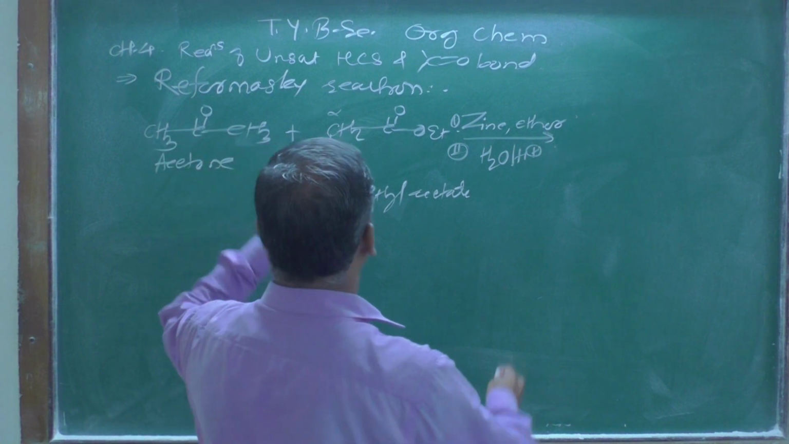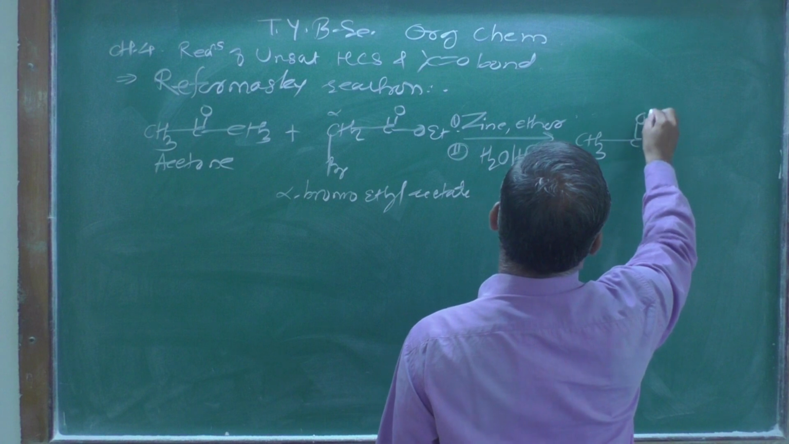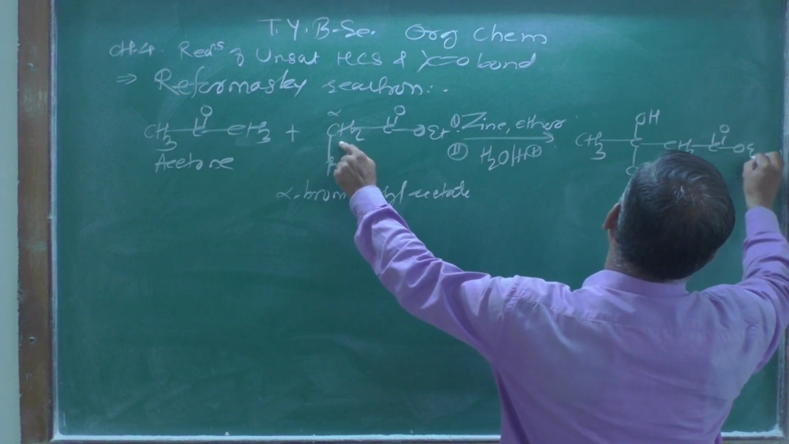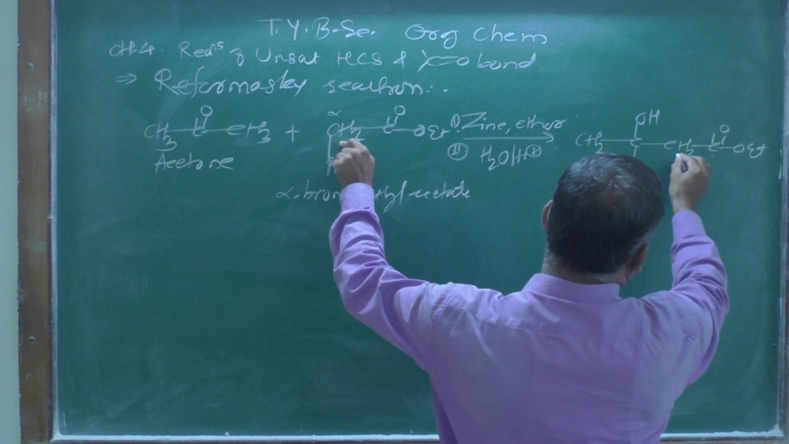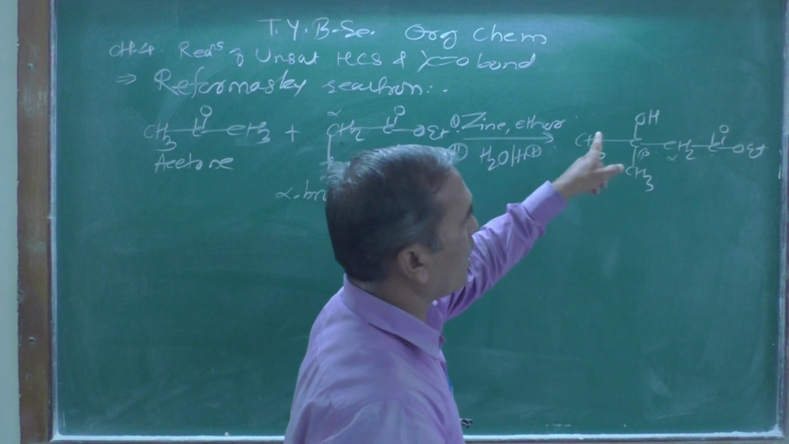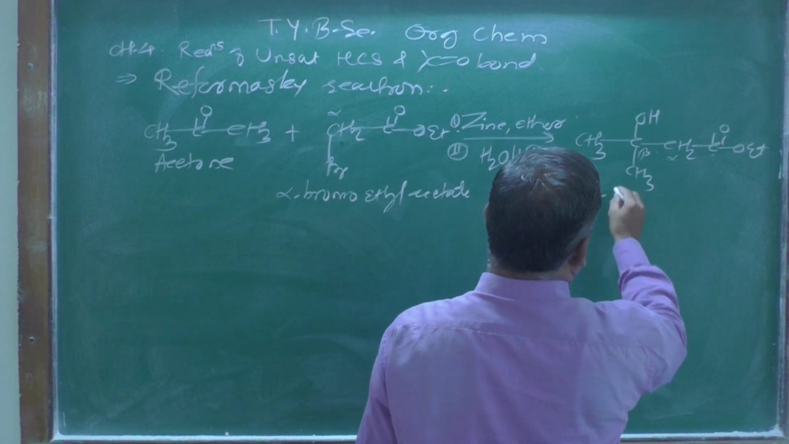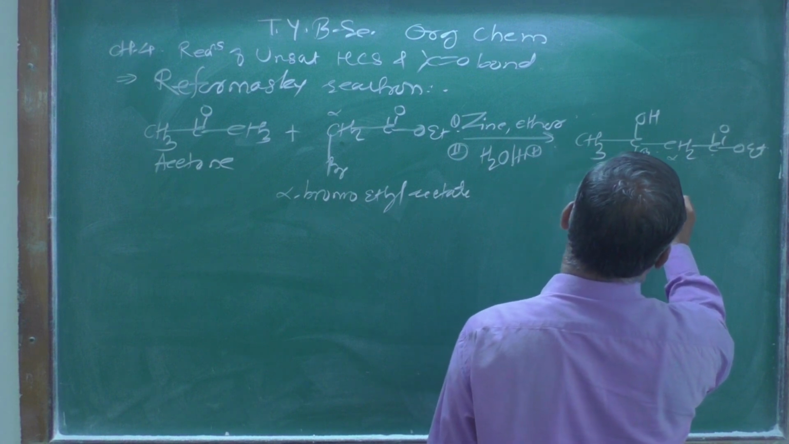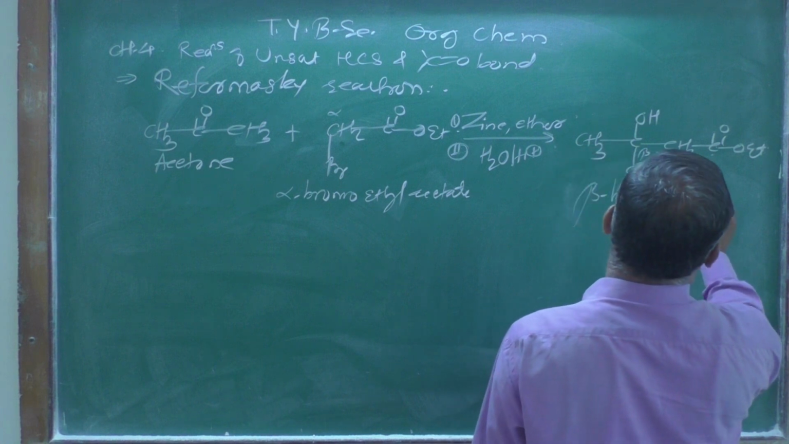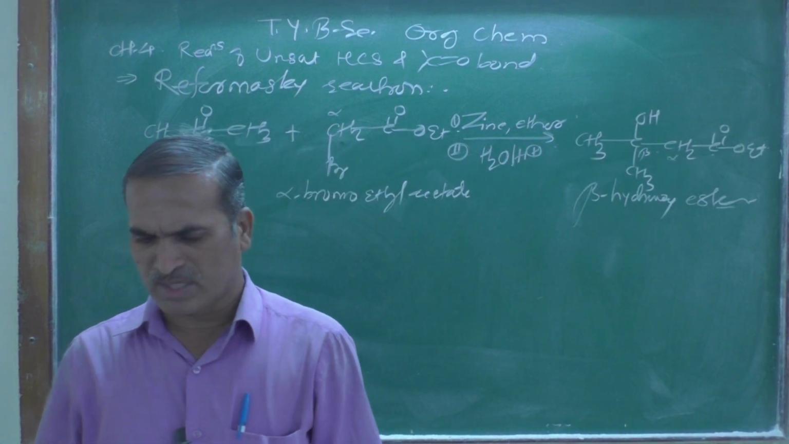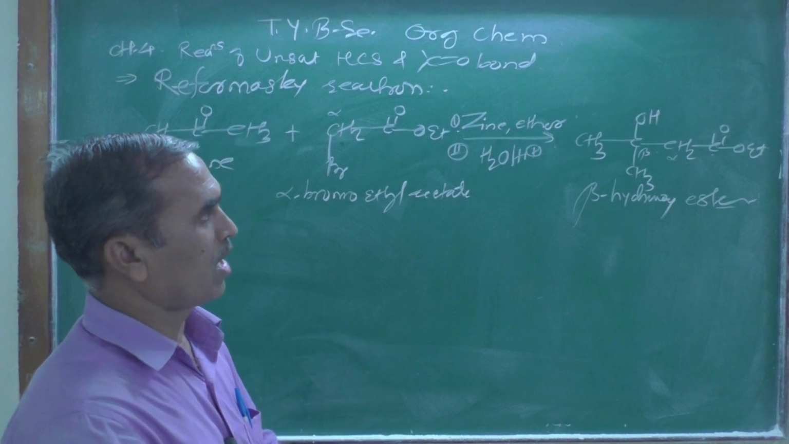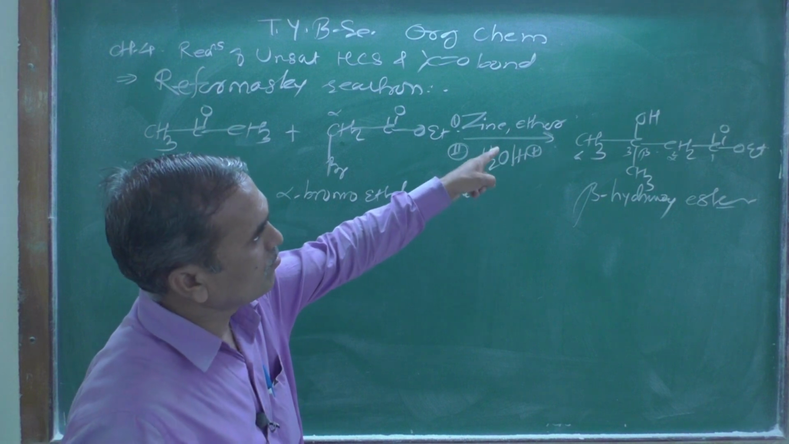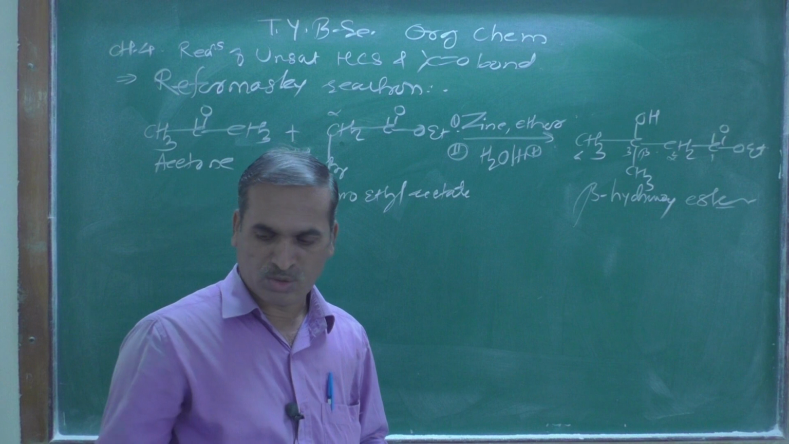The resulting compound is obtained as CH3, then C with OH, CH3, this is the acetone part, then CH2, C double bond O, OEt. This is a carbonyl group, adjacent is alpha, this one is beta. This is known as a beta hydroxy ester. At the beta position a hydroxyl group is there, and therefore it is known as a beta hydroxy ester. The name of this compound is ethyl 3-hydroxy 3-methyl butanoate. That is the IUPAC name.